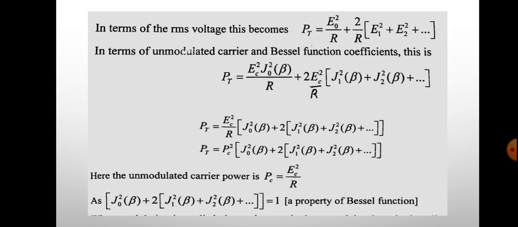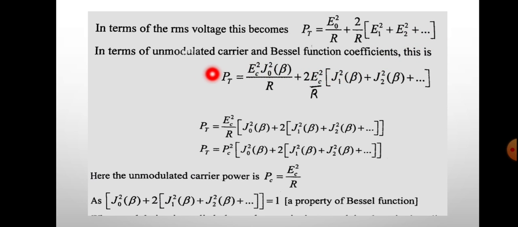So in terms of RMS voltage, we can write the power equation as PT equal to, instead of P0, E0 square divided by R. Similarly, for P1, P2, etc., we can write E1 square by R, E2 square by R. R is a constant value, so we can take it outside. So we get E0 square by R plus 2 by R into E1 square plus E2 square plus etc.